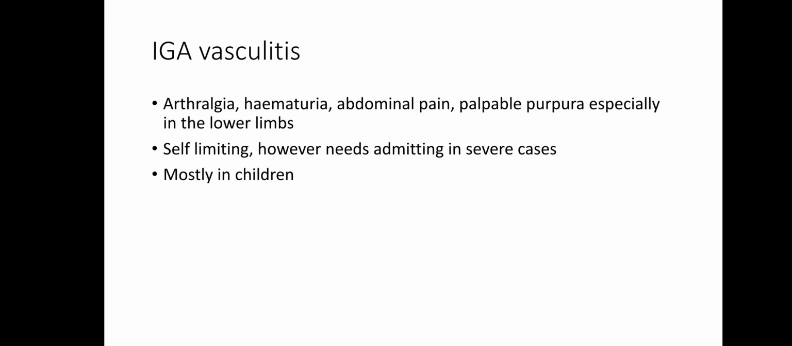IgA vasculitis is common, especially among kids. So these four things usually come together, and you have to look out for them when you're dealing with IgA vasculitis. It's also called Henoch-Schönlein purpura, but now we just use the name IgA vasculitis; it used to be called Henoch-Schönlein purpura. So you present with arthralgia, which is muscle pain, joint pain, hematuria, abdominal pain, and palpable purpura, especially in the lower limbs. It's self-limiting. However, it needs admitting in severe cases, and it affects mostly children.